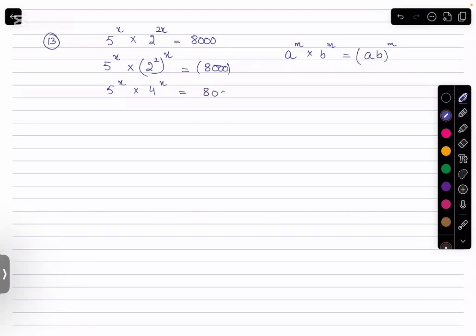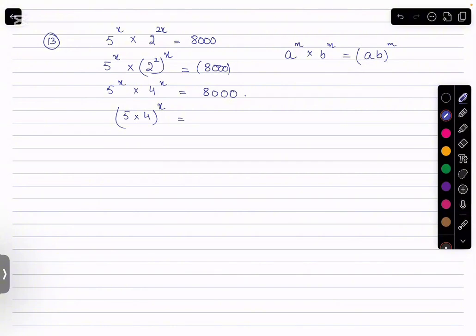ठीक है, अब 8,000 है ना आपके पास. अब यहाँ पे you can see that the bases are different, but the powers are the same. The exponents are the same. So I can also say that this is 5 times 4, the whole to the power of x. Any problem? No. No? अच्छा. अब ये आपके पास है 8 and 1,000. ठीक है? So 8 and 1,000, इसको हम कैसे convert करें?